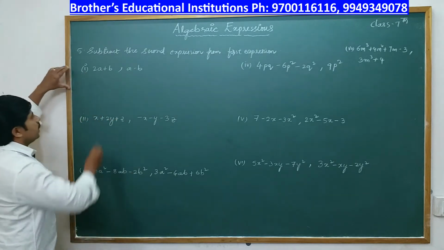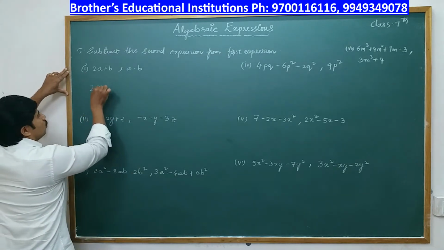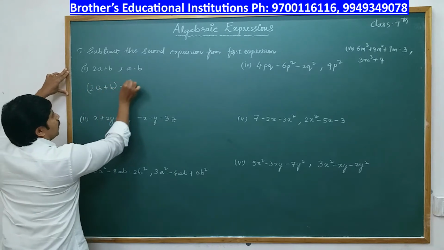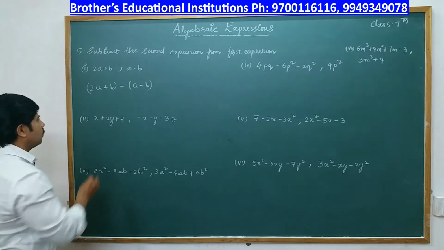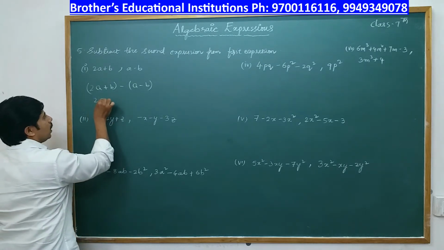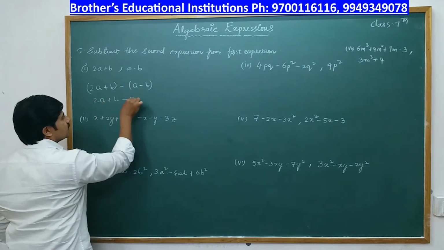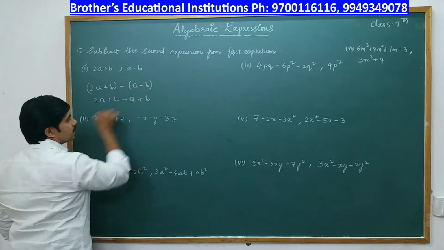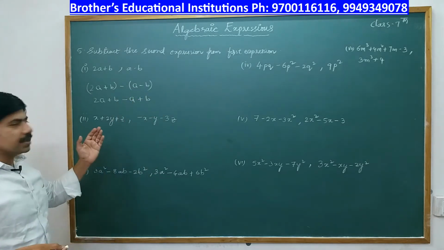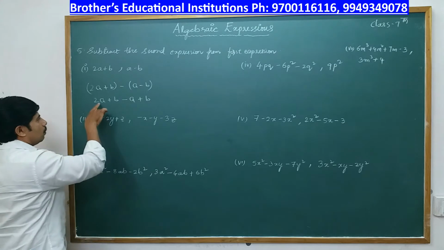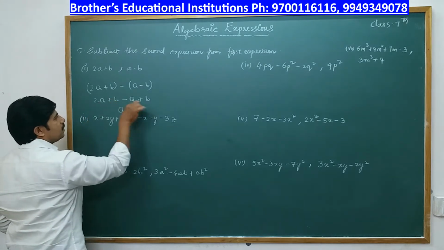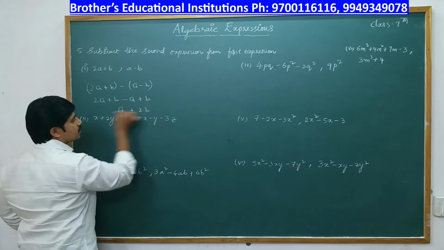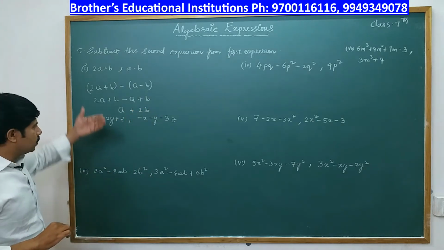So first we write the first expression, 2a plus b, minus of a minus b. Now we are subtracting. So first write 2a plus b, multiply the second term with the minus sign and open the brackets. So we get minus a plus b. Now 2a minus a is a, plus b will become plus 2b. So this is over.